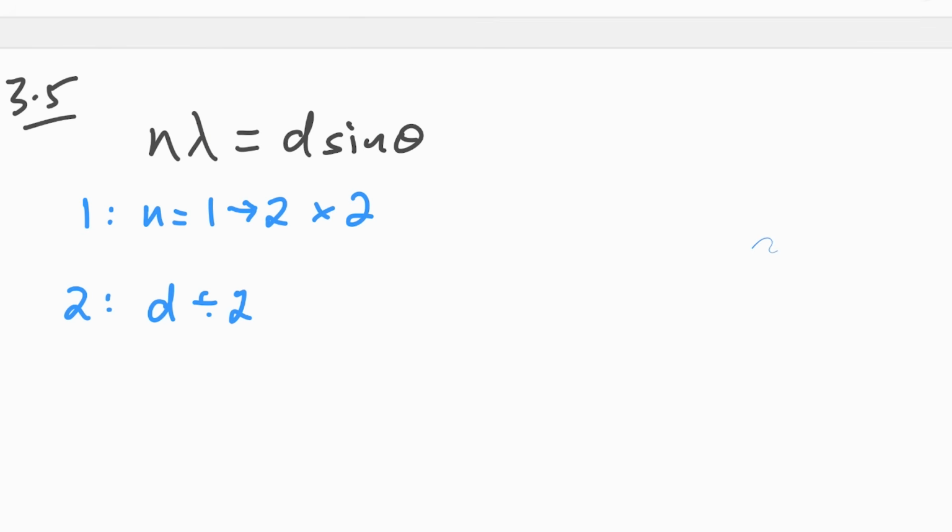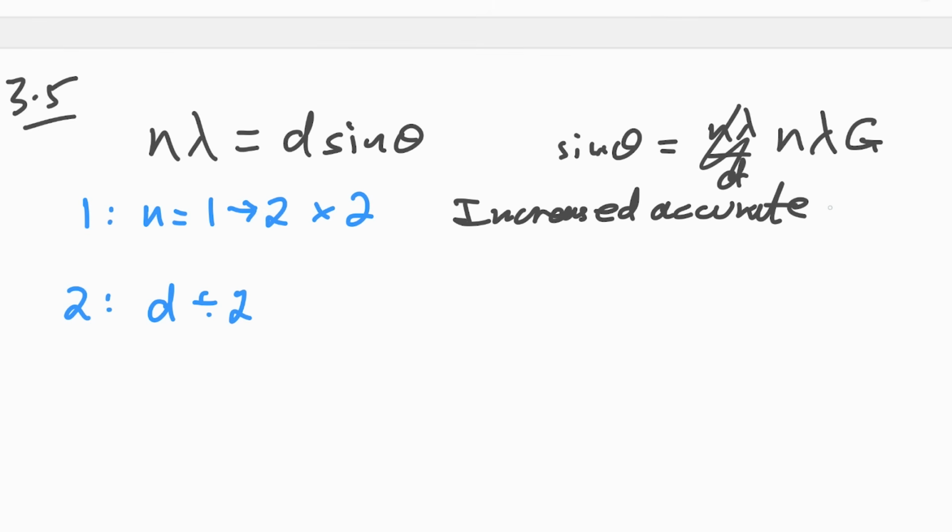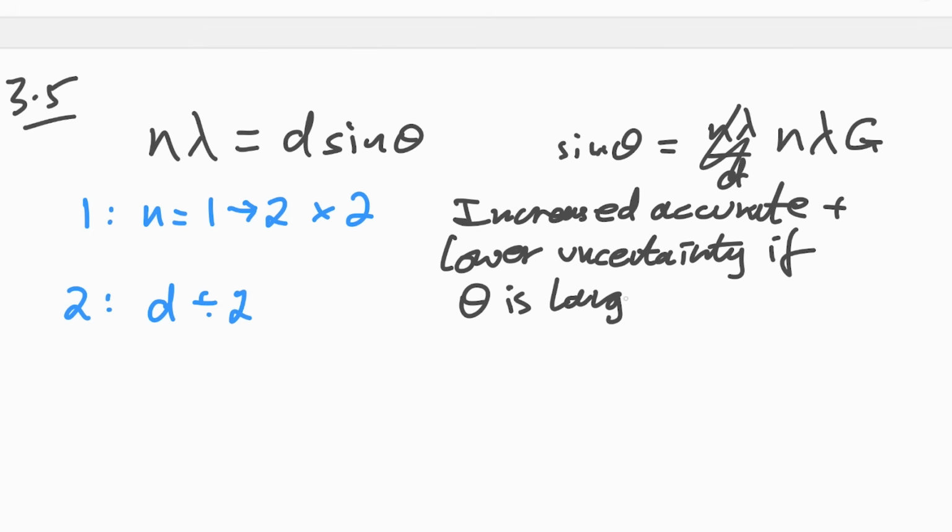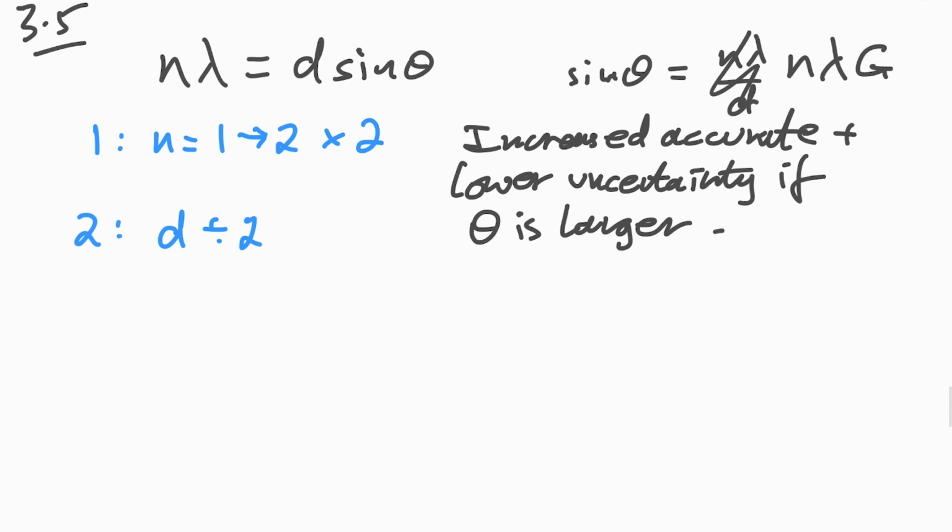Okay, so we are ultimately measuring angles, and so let's say sine theta is equal to n lambda over d, but like we said, d is equal to 1 over g, so actually this just ends up being n lambda g. Okay, so in order to be as accurate as possible, so increased accuracy and lower uncertainty, if theta is larger. So therefore we want theta to be as large as possible.